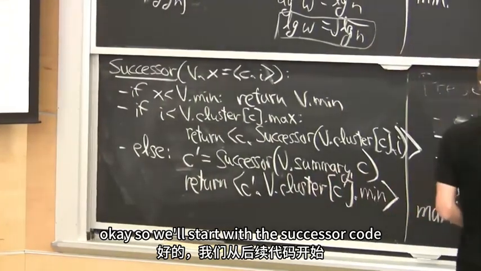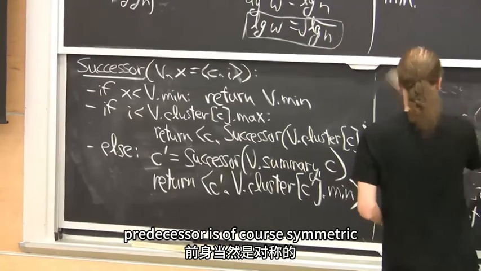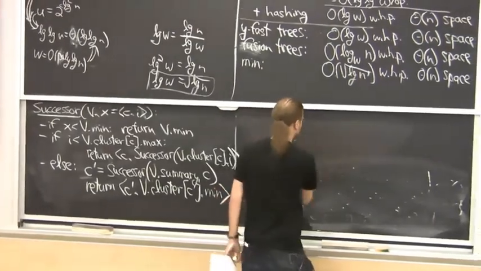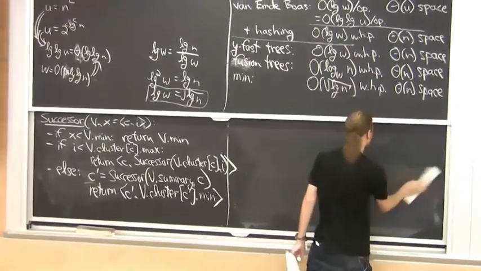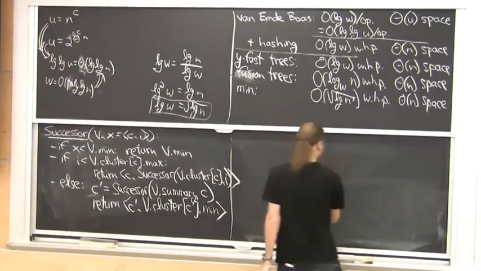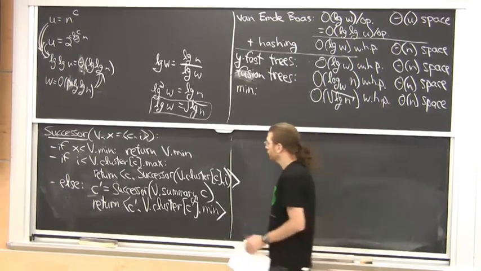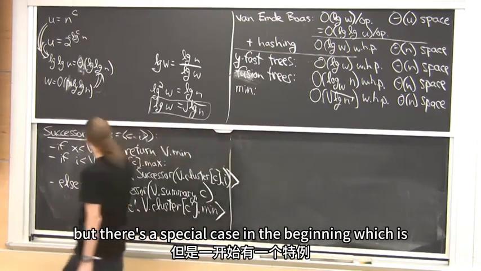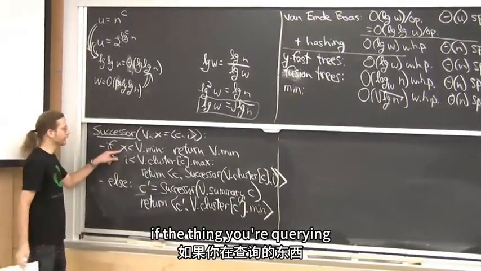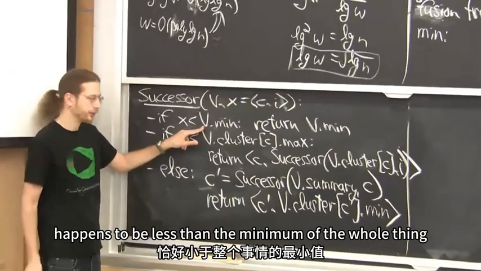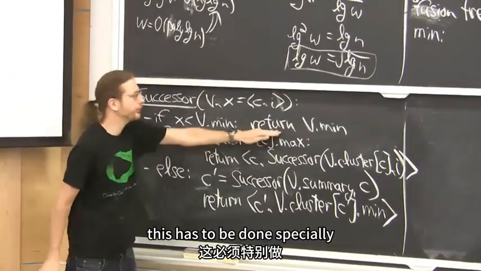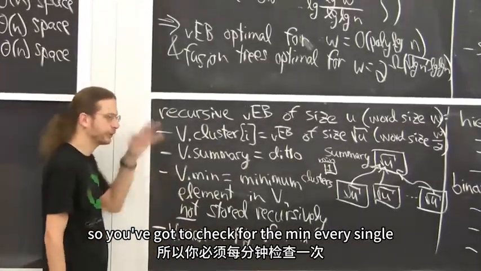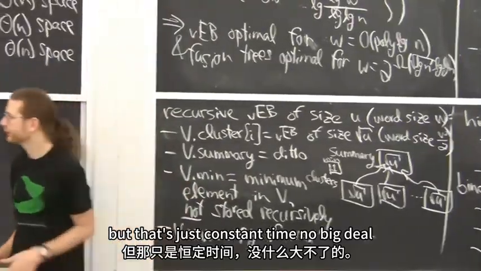Okay, so we'll start with the successor code. Predecessor is, of course, symmetric. And it basically has two cases. But there's a special case in the beginning, which is if the thing you're querying happens to be less than the minimum of the whole thing, then of course the minimum is the successor. This has to be done specially because the min is not stored recursively. And so you've got to check for the min at every single level of the recursion. Okay, but that's just constant time, no big deal.